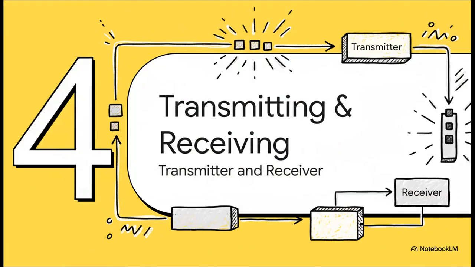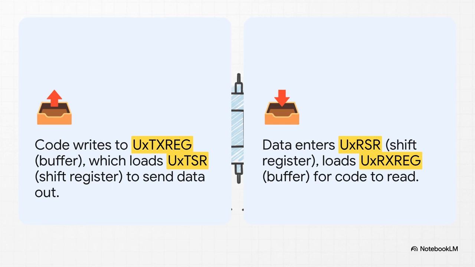So we've set the rules of the conversation. We've set the speed. Now, how does a byte of data actually make its way through the system? What's happening under the hood? You can really see the two different paths here. To send something, your code just drops a byte into the UXTXREG buffer. From there, the hardware automatically grabs it, loads it into the transmit shift register, and that register is what physically clocks the bits out, one by one, onto the wire.